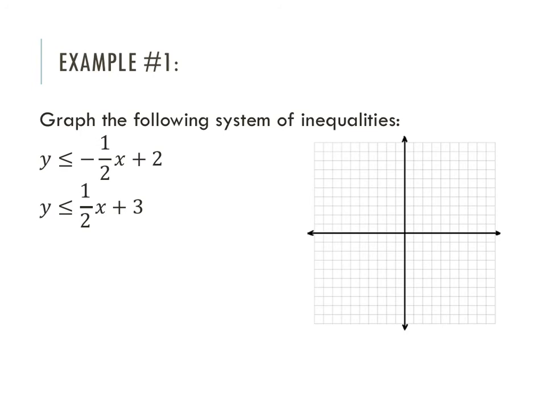Okay? So the first step is, again, always solve for y, but notice both of these are already solved for y. If I pick on that very first equation, that has a y-intercept of 2.